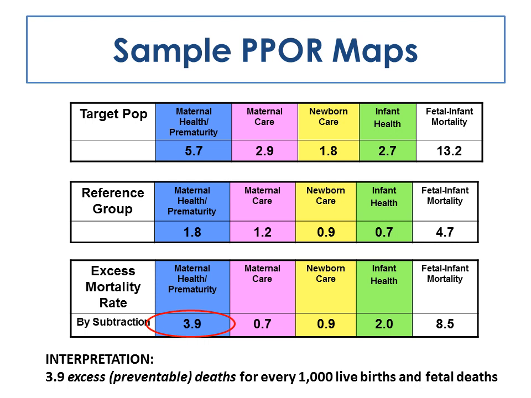So if you add, for the target population, 5.7 plus 2.9 plus 1.8 plus 2.7, you'll get 13.2. Then you do that for the reference group, and you subtract the 4.7 from the 13.2 to get 8.5. Simple math here. It's really great, not rocket science at all.